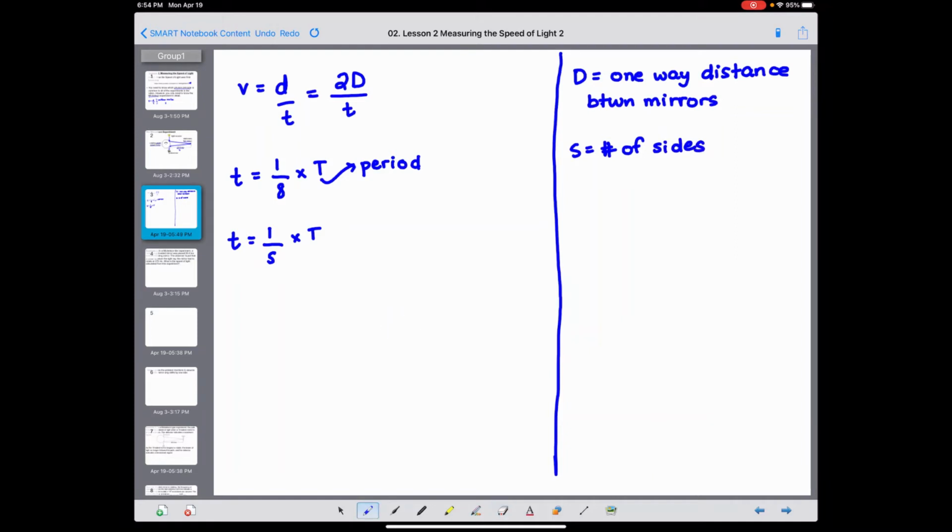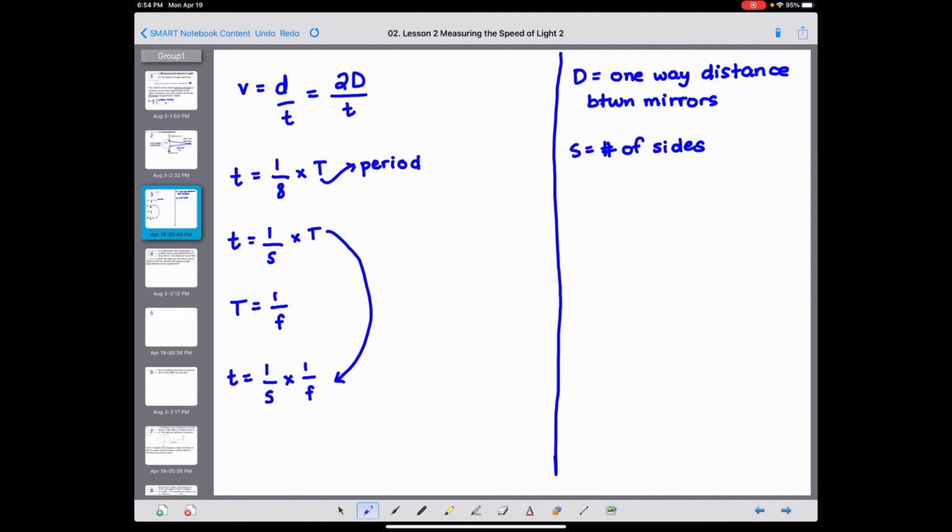Okay, now the other thing is in these questions, they'll often give you the frequency instead of the period. So you might remember the relationship between period and frequency looks like that. So period is 1 over the frequency. And so if we take this formula up here and we just rewrite it, we're going to have 1 over S, and then instead of writing period, we're going to write 1 over the frequency.